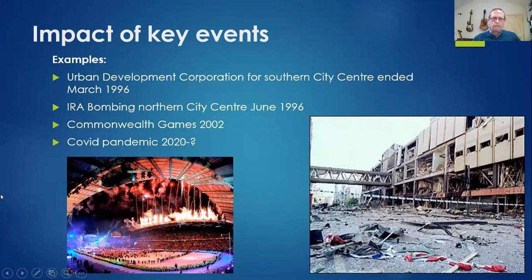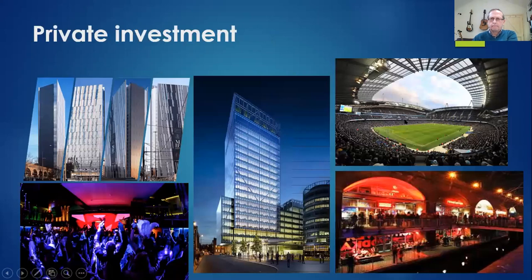On the left, I've shown an image here of the Commonwealth Games, the main stadium, the Millennium Stadium, with this is the opening ceremony. And that was a key development in the development of inner eastern Manchester. And that area really was very run down. And the Commonwealth Games was a start point for regeneration in that quadrant of the city.